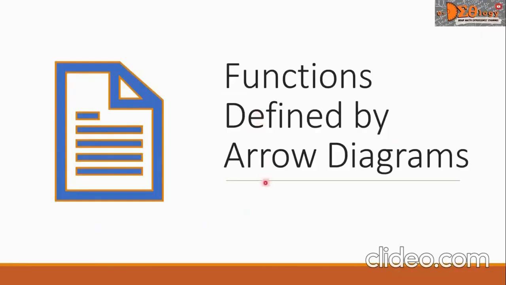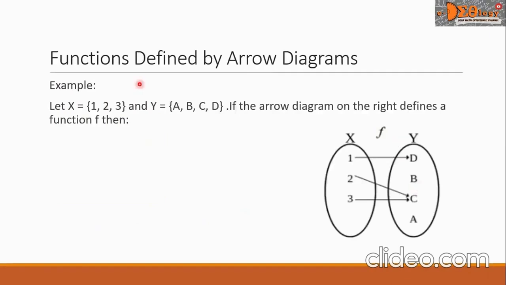Let's go now to functions defined by arrow diagrams. Let us have an example on how functions are defined by arrow diagrams. Let X equals 1, 2, 3 and Y equals the set A, B, C, D. If the arrow diagram on the right, here, defines a function f, then let us answer some questions.